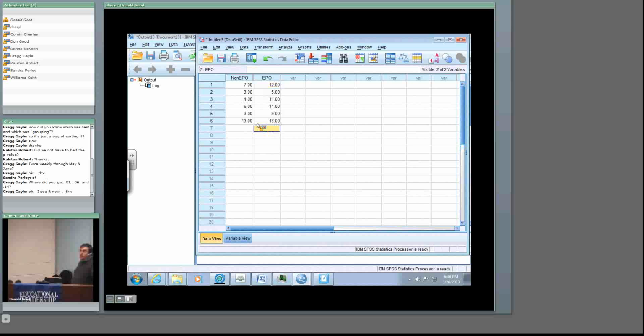Okay, these are two different variables. One is the pre-values, one's the post-values. They're not measuring the same thing, so they're not in the same column.